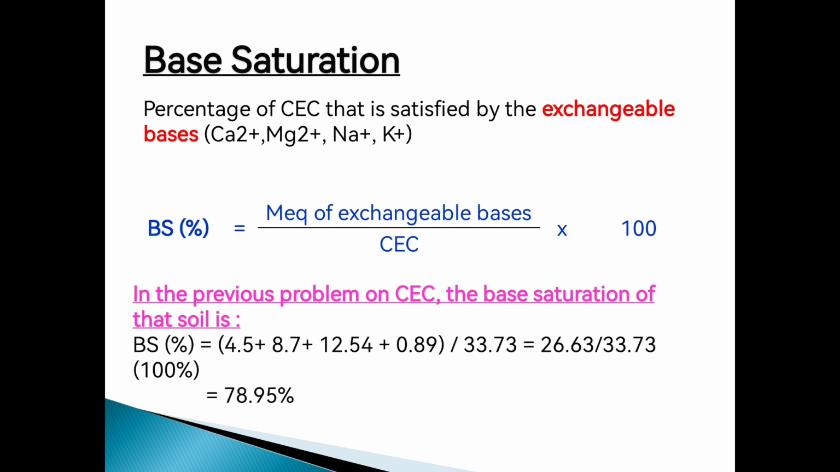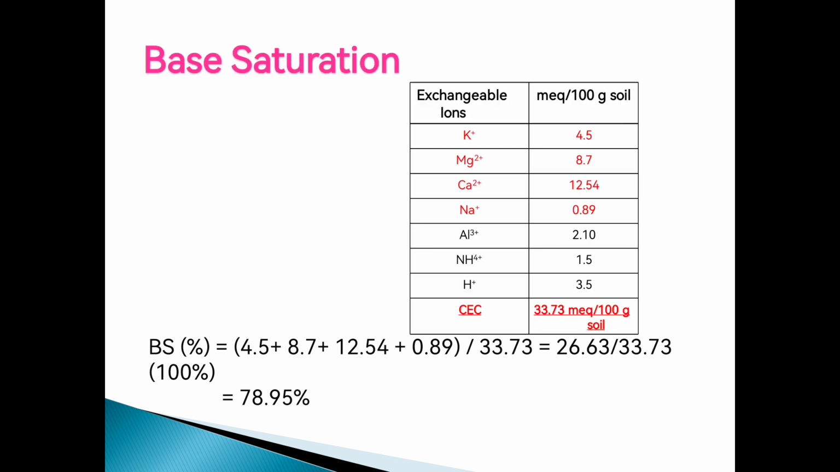Then we have another chemical property of the soil, and that includes base saturation. This is the percentage of CEC that is satisfied by the exchangeable bases. It includes calcium, magnesium, sodium, and potassium. To calculate the base saturation, this is equal to the milliequivalent of exchangeable bases divided by CEC times 100. So in the previous problem on CEC, the base saturation of that soil will be this one.